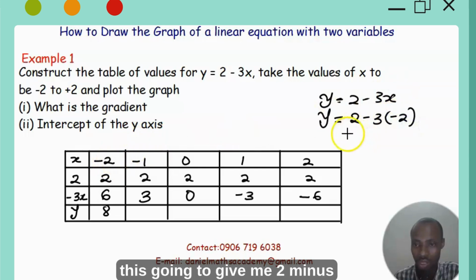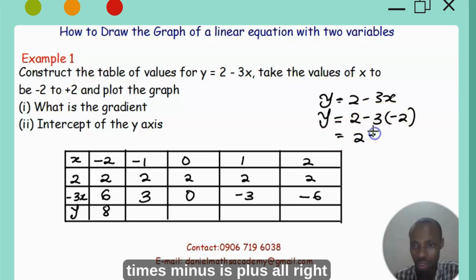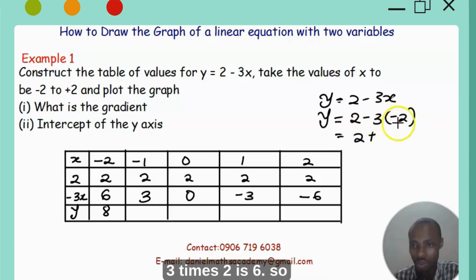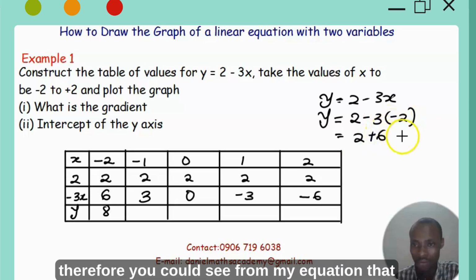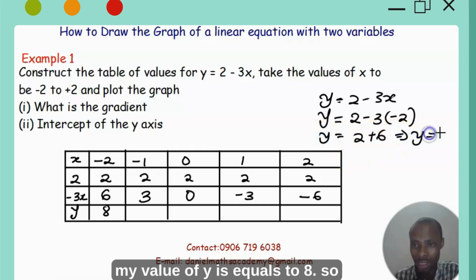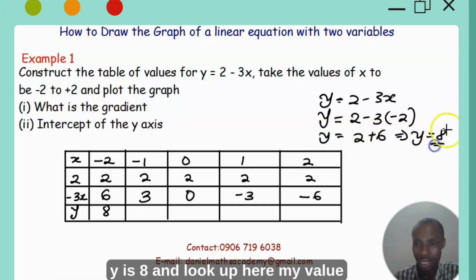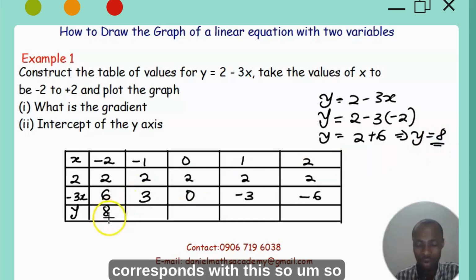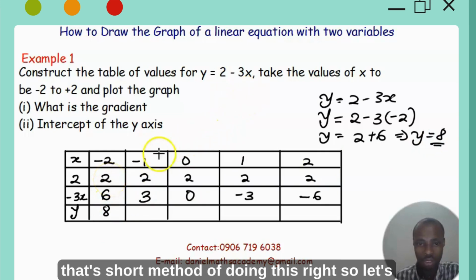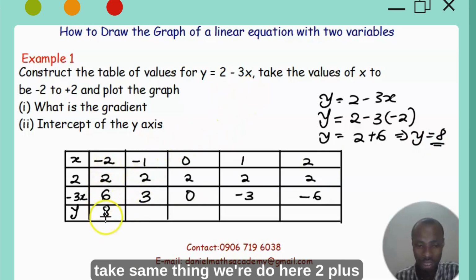And let's solve this. So this is going to give me 2, minus times minus is plus. 3 times 2 is 6. So therefore, you could see from my equation that my value of y is equal to 8. So y is 8, and look up here: my value corresponds with this. So that's just the short method of doing this, right? So just add this. 2 plus 6 is 8.